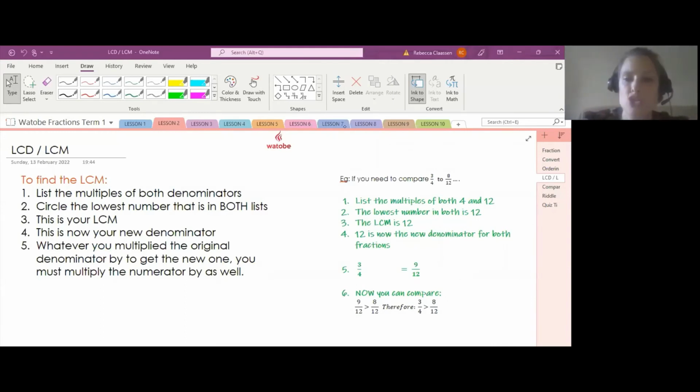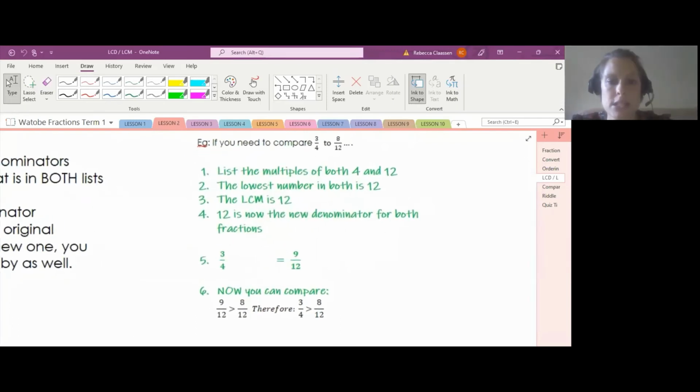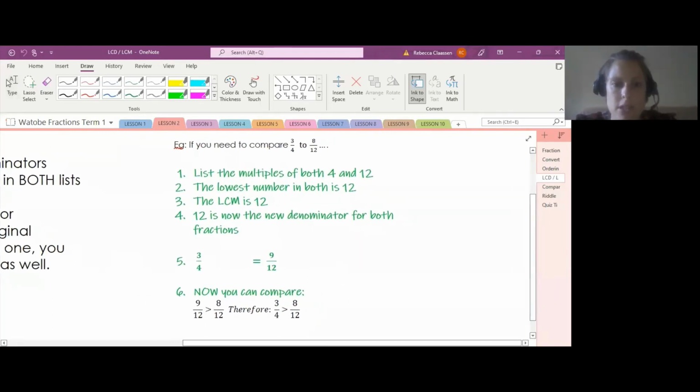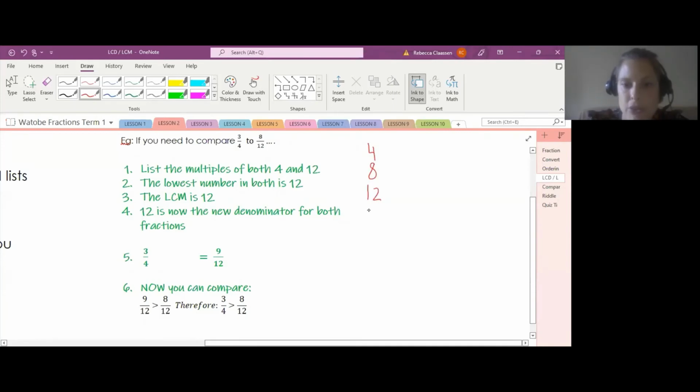Okay, so we're going to try one. If we need to compare 3/4 to 8/12, first we need to list the multiples of 4 and 12. That's why we did this in the last section. The multiples of 4 are 4, 8, 12, 16. I'm going to stop there.